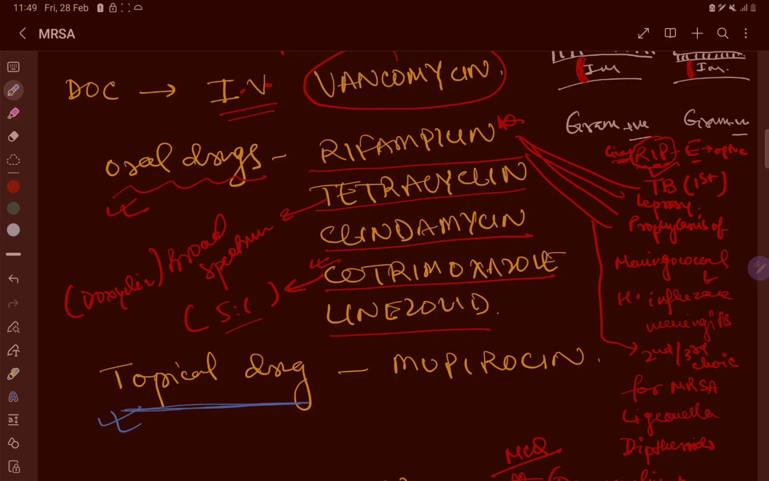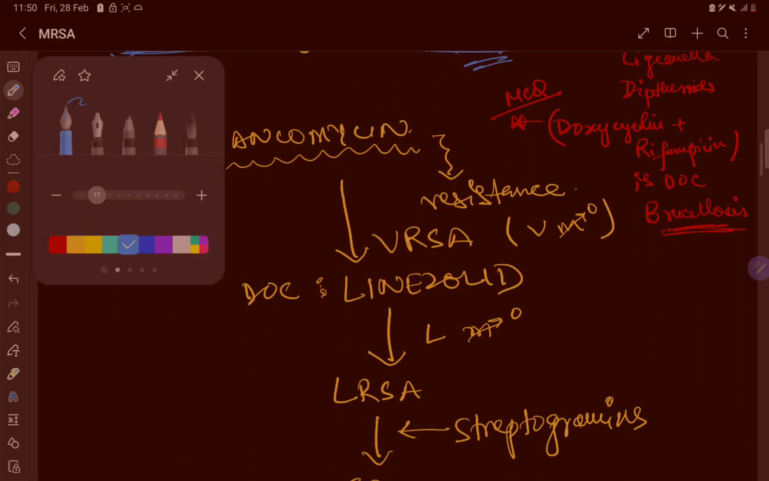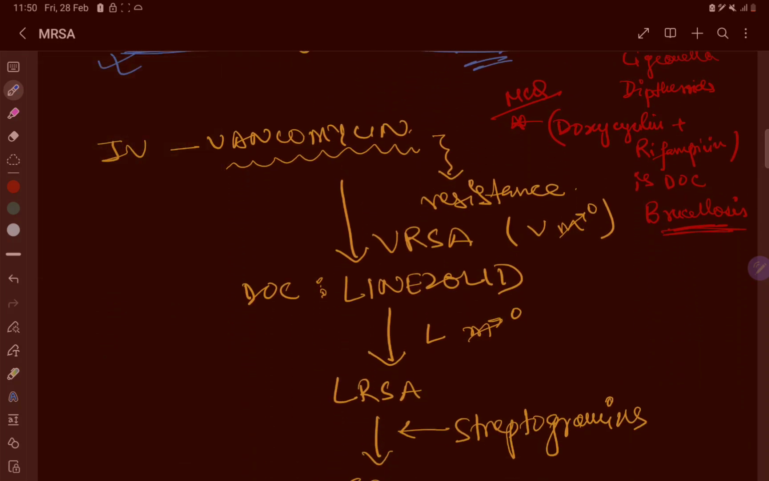Now a very important question here: what is the topical drug which is used for MRSA? This is a very frequently asked MCQ. Mupirocin. Mupirocin is the answer for a topical drug which is used for MRSA. Okay, so this slide I think you should remember, and it's very important.